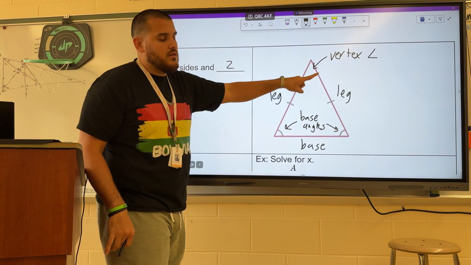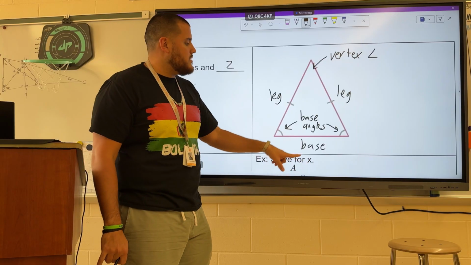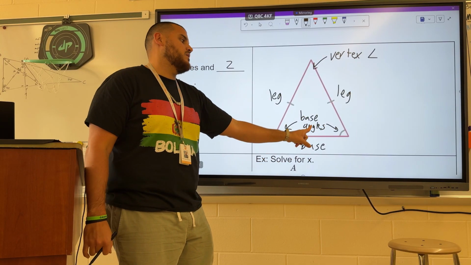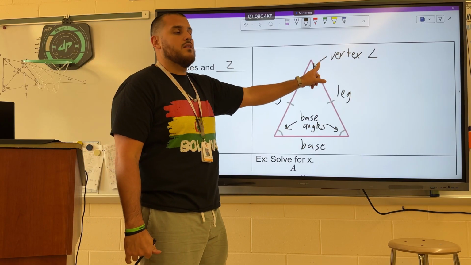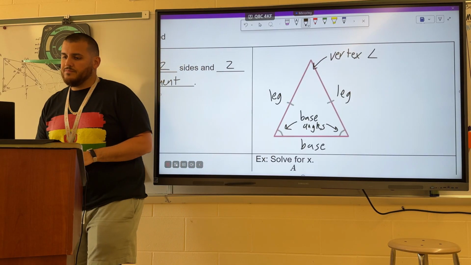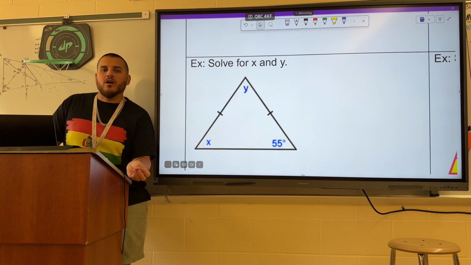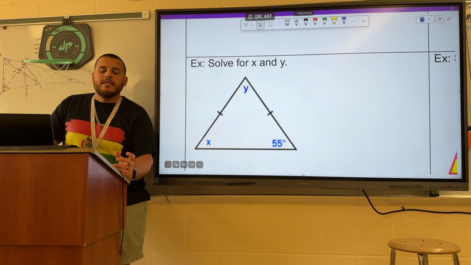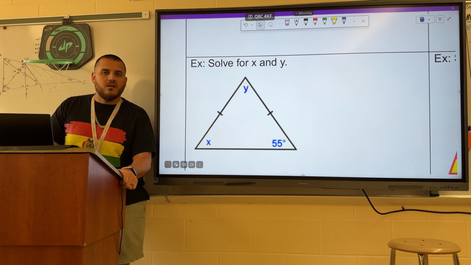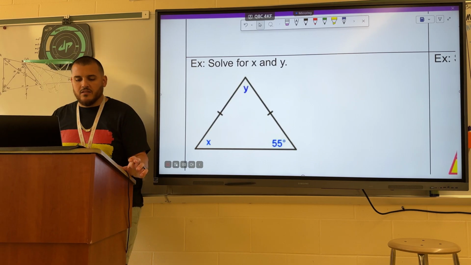Your congruent sides are the legs, the non-congruent side is the base. The two congruent angles, which are always the angles that touch the base, are called the base angles. That other angle where the legs meet is called the vertex angle. Our knowledge of the parts of the isosceles triangle is going to help us answer questions like this example, where we have variables to solve for the angles of the isosceles triangle.